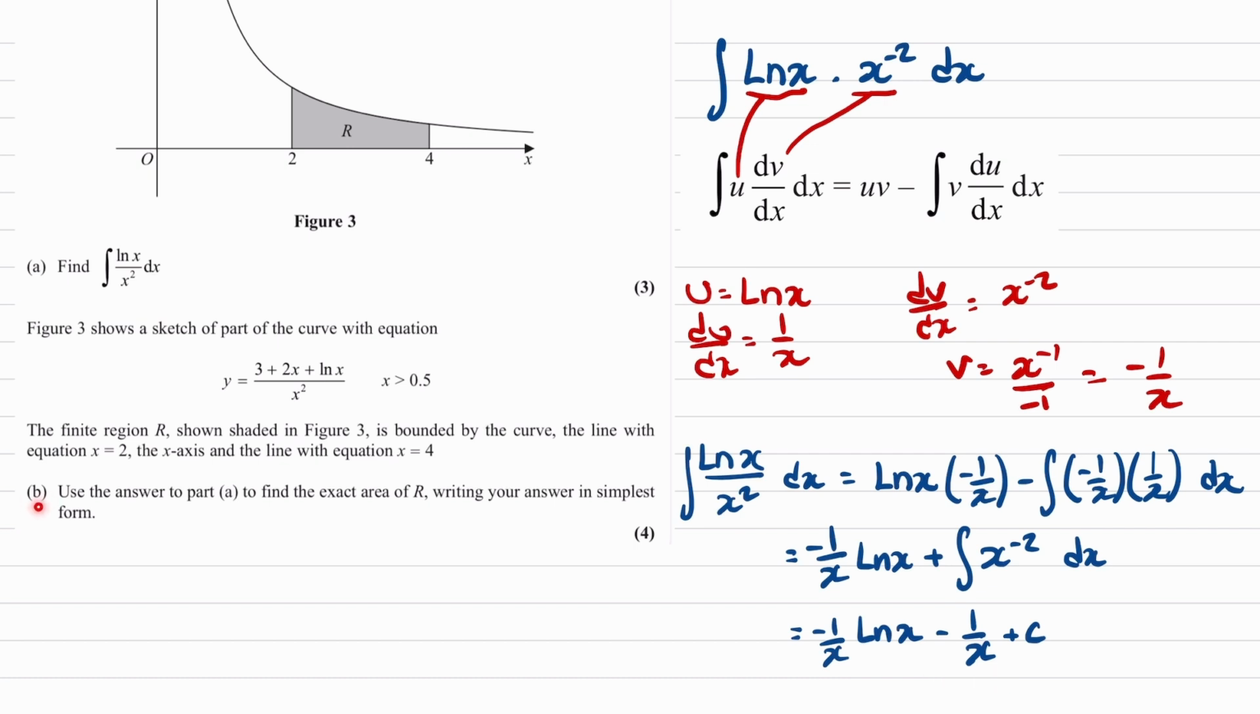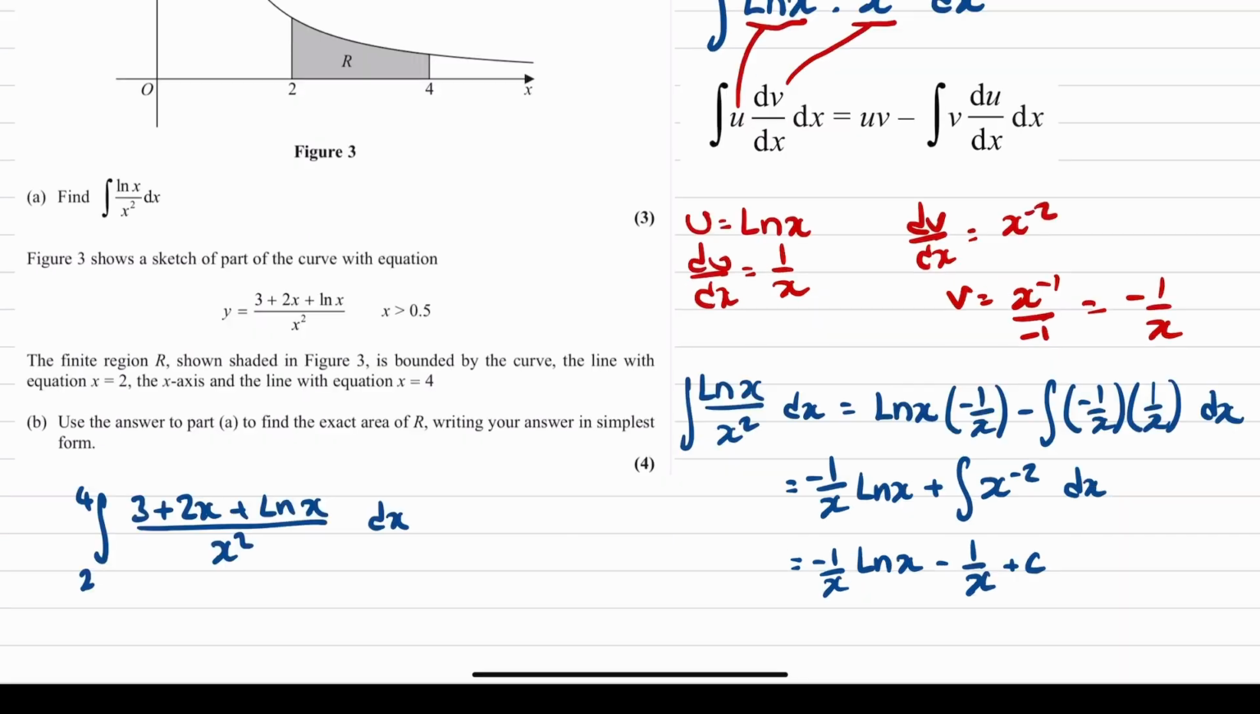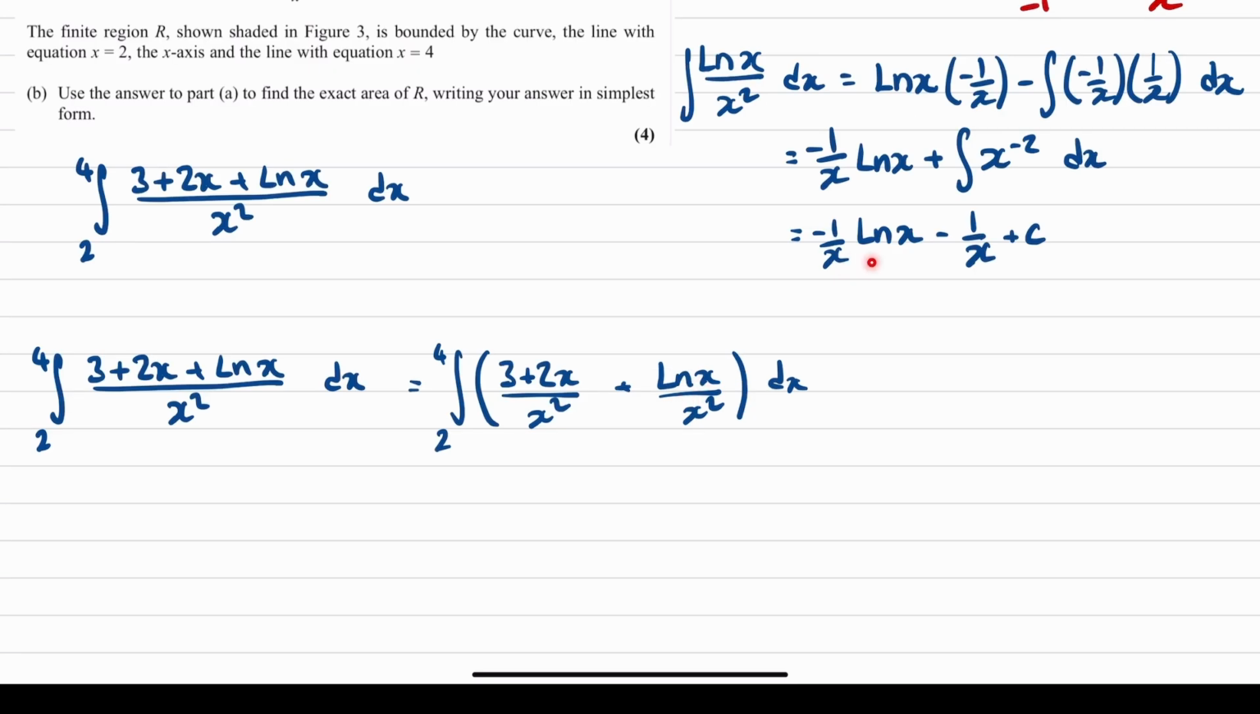For part B, we're told that the region R is under the curve defined here and enclosed between the lines x equals 2 and x equals 4 and the x-axis. So to work out this region, we need to integrate y between the limits of 2 and 4. And we can integrate this by splitting up this fraction. We've got the 3 plus 2x over x squared, and we've got the natural log of x over x squared. And this makes sense because then we can use what we've done here. We have the integral for this fraction, so now we just need to work out the integral for this one.